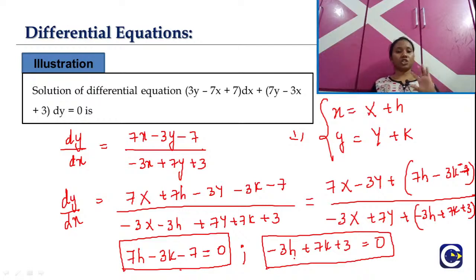This conversion of the given differential equation into a homogeneous format will be a bit lengthy. So we have to simplify this and get the values of h and k. Those who have finished finding the h and k values can let me know.